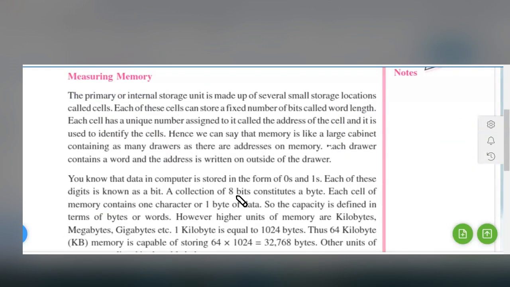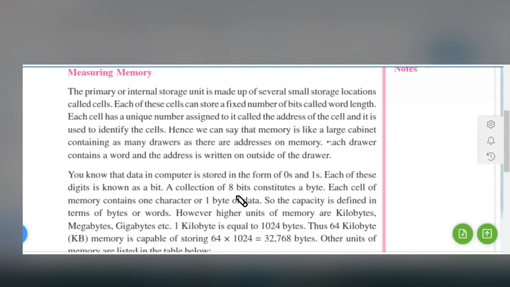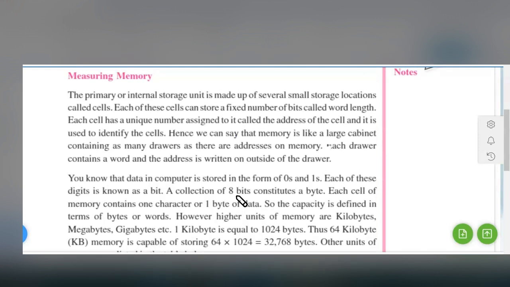Now, measuring memory. To measure memory, you have got so many units. But before that, we have to learn some terms that are used here. Cells: the primary or internal storage unit is made up of several small storage locations called cells. Each of the cells can store a fixed number of bits called word length. So this is another term, word length.